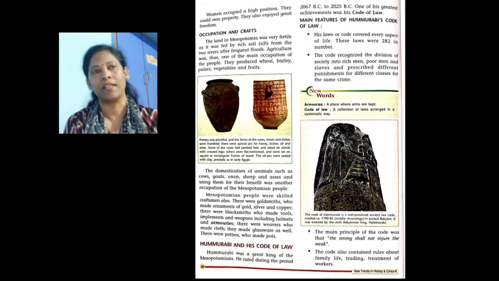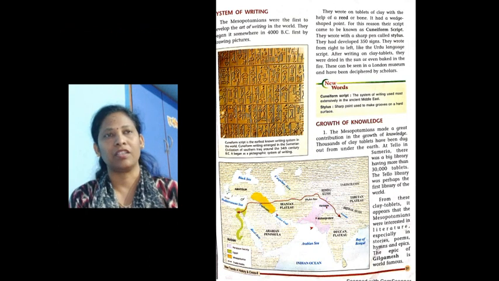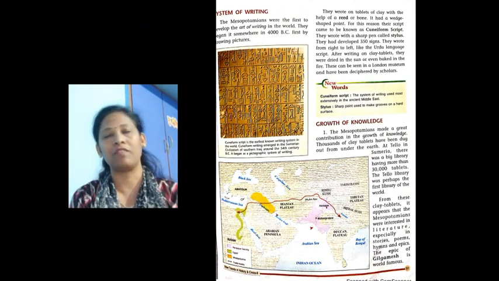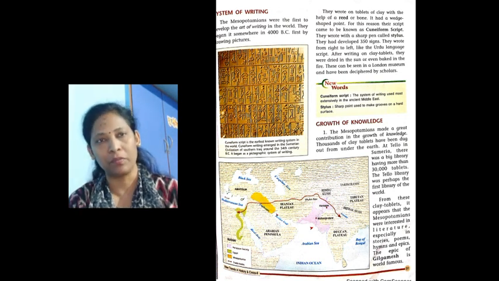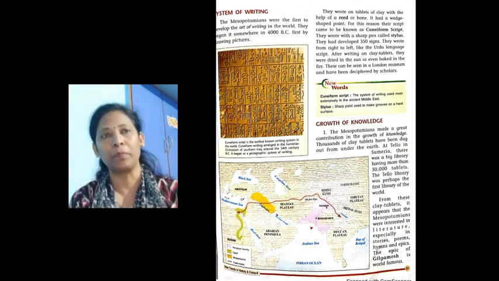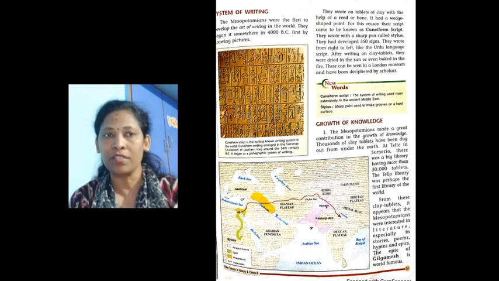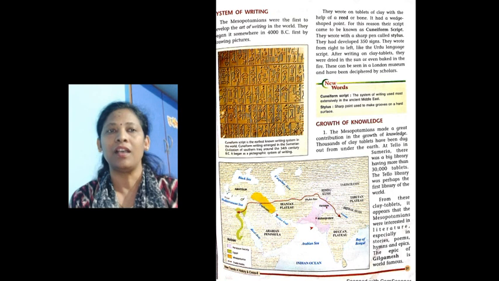Okay, now the next is the system of writing. The Mesopotamians were the first to develop the art of writing in the world. They began it somewhere around 4000 BC, first by drawing pictures. As you can see in the figure, this is one of the cuneiform scripts which was deciphered, and you can see that writing system in the world.